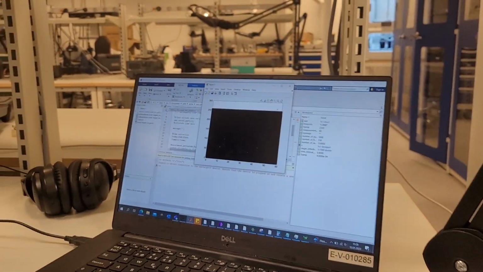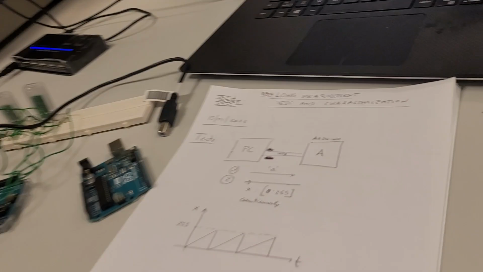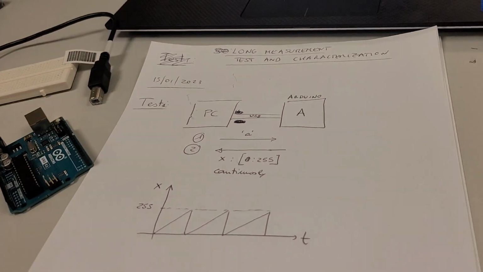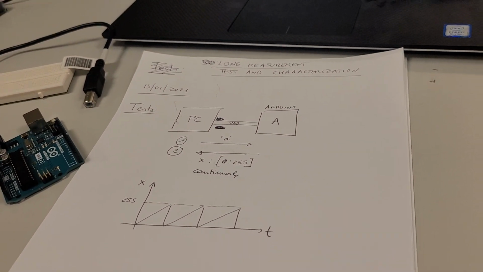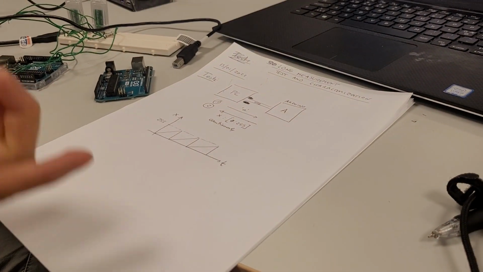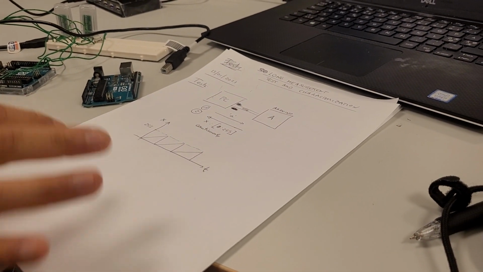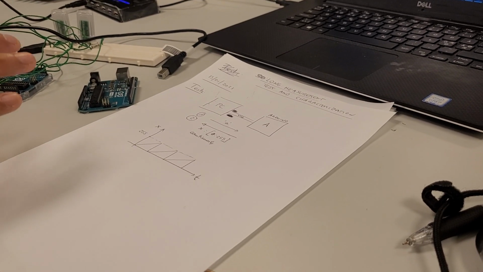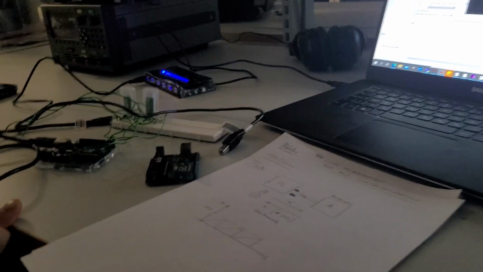Now the test 1 is practically completed. We send the character A and we receive characters from 0 to 255 with this waveform here, which we verified. So we know that the software can acquire for at least 4 minutes. You can do other tests to make it longer, maybe more minutes.